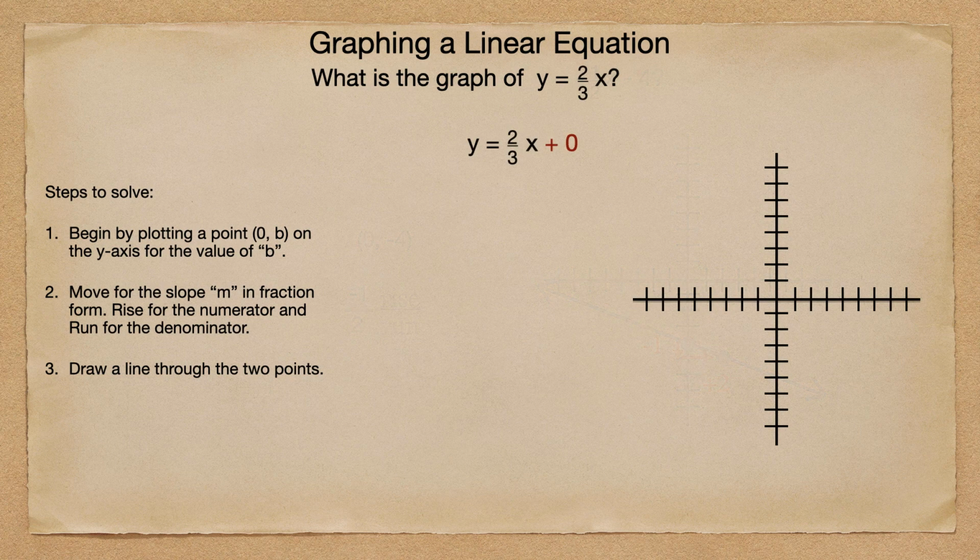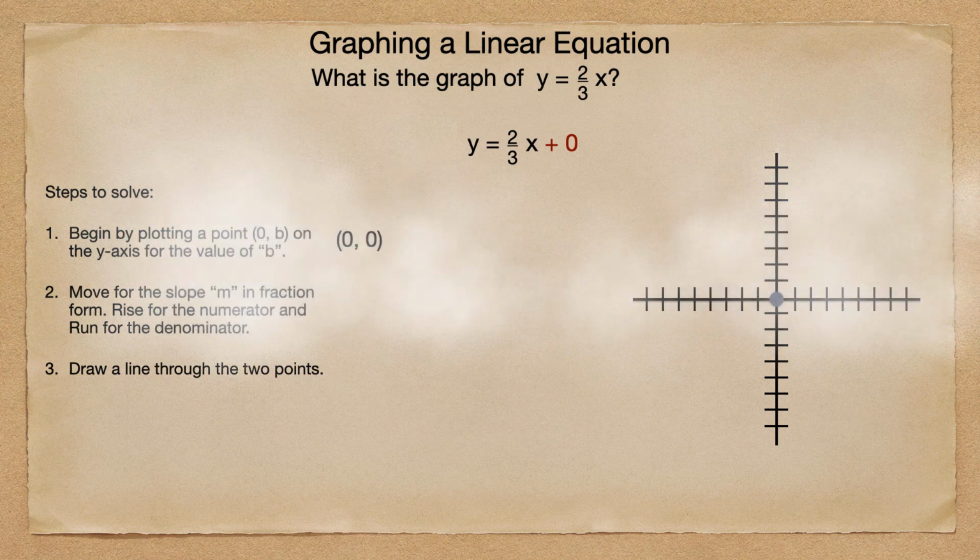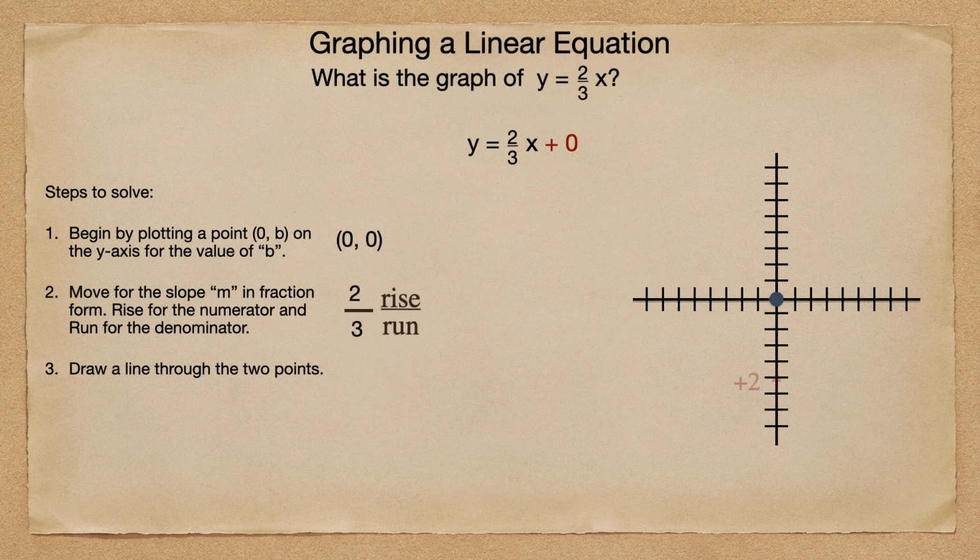Let's look at when there is no y-intercept visible. Here we have y equals 2/3 x. We still have a y-intercept. When it's not seen, it is 0. So we will put our y-intercept at the origin, at y equals 0. We now will move the slope, rising 2 and running 3 from our origin. This will be our second point that we can draw our line through.